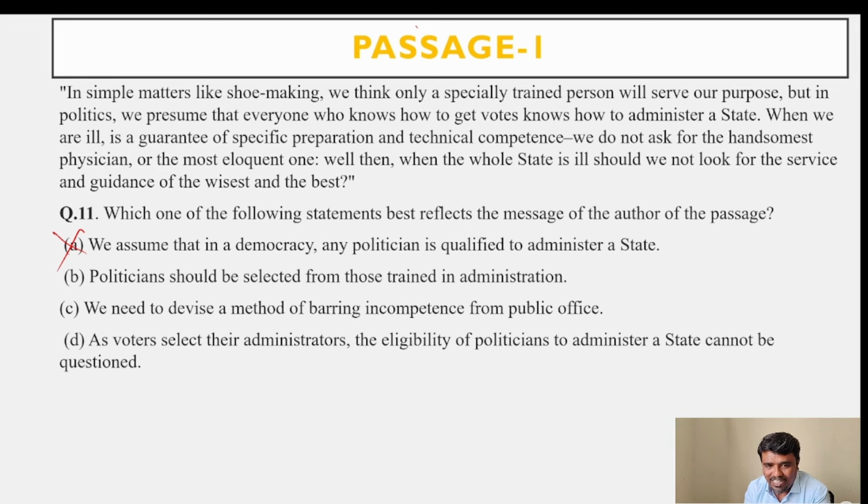It is very tricky. I'll come back later. This option, it is tricky. It is more convincing, but not the correct one. We need to devise a method of borrowing incompetence from the public office. This is the correct one.